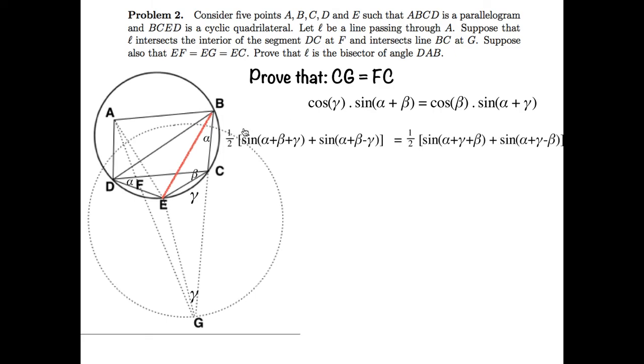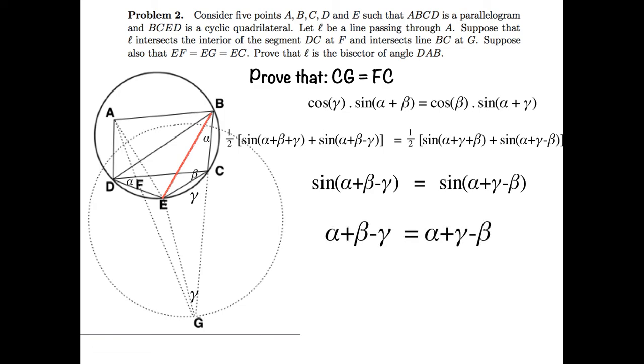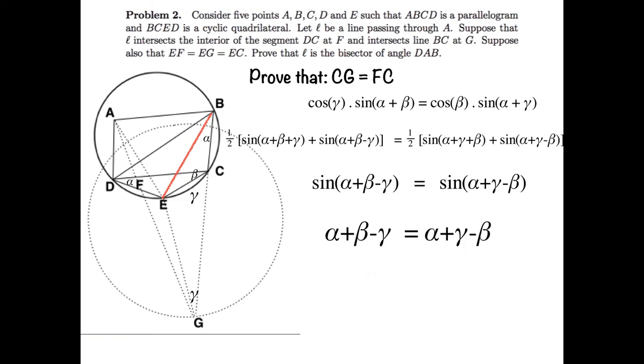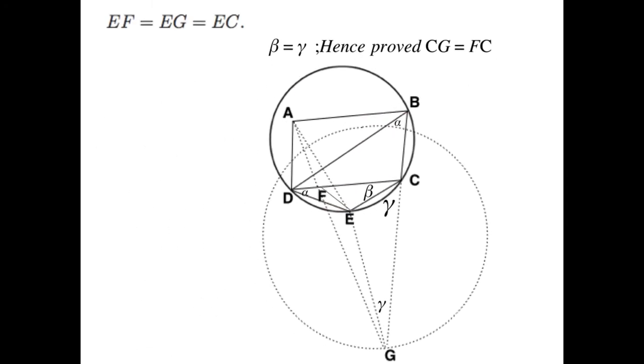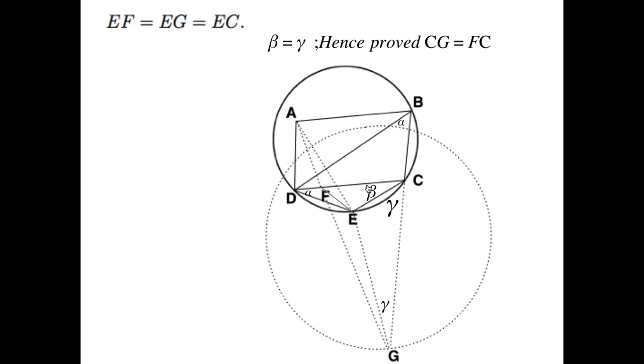When you solve this equation, you'll get this term, and when you solve this equation, you'll get the cos beta term. When you solve this equation, you'll get the cos alpha term, and that's it. After that, just cancel each other out and solve for sine of (alpha plus beta minus gamma). Solve this equation and you'll get beta is equal to gamma. So as beta is equal to gamma, CF is equal to FC. That's proved, right?